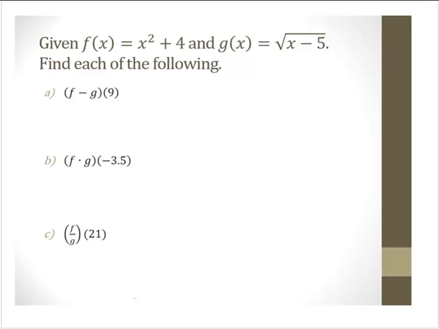Given f of x is x squared plus 4 and g of x is the square root of x minus 5, find each of the following. f minus g of 9. Well, that would be f of 9 minus g of 9.